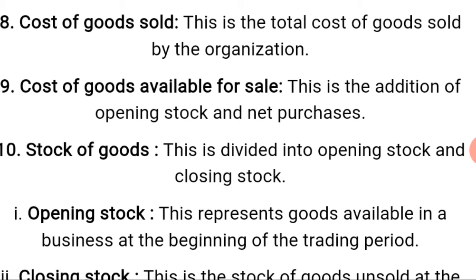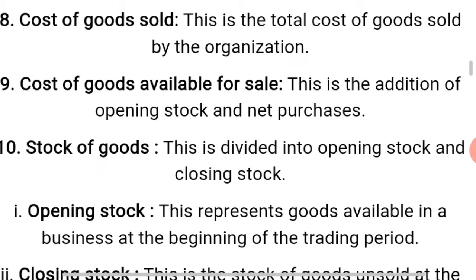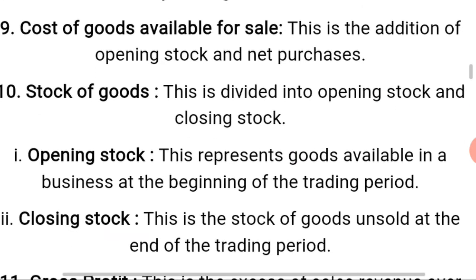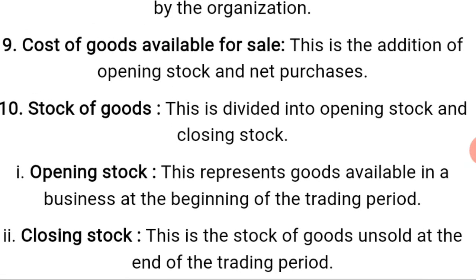Cost of goods sold. This is the total cost of goods sold by the organization. It is derived by adding opening stock to net purchases less closing stock. Cost of goods available for sale. Cost of goods available for sale is the addition of opening stock and net purchases.